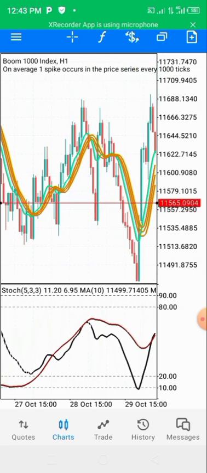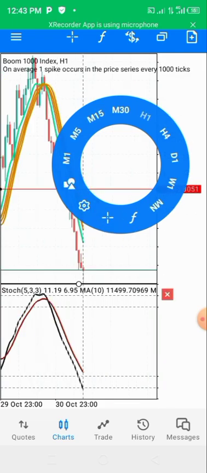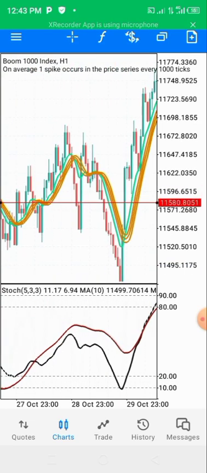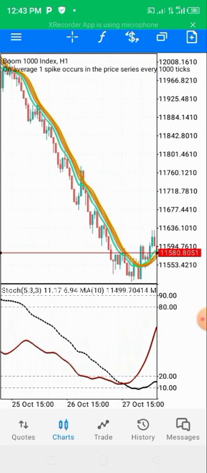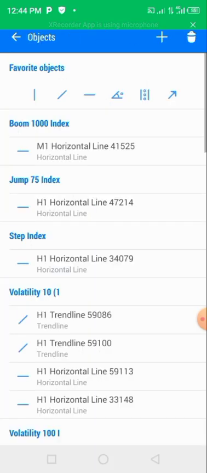Okay, you have to go to the 1 hour time frame to understand how this market is doing at the moment. The reason we have this moving average, the green indicator you're seeing here, is to tell us which direction the market is heading. As you can see, the market is on a downtrend.